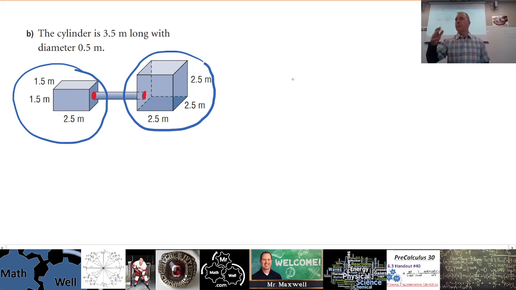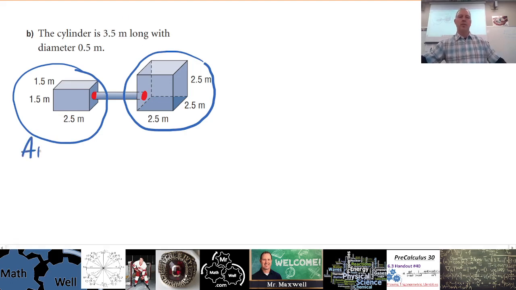So we can do everything separately and individually. We just have to subtract the surface area of the circle twice, because there's a section out of this square and a section out of this rectangle. Okay, so let's go ahead and do that.